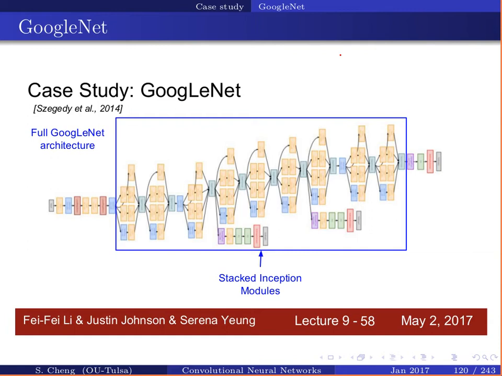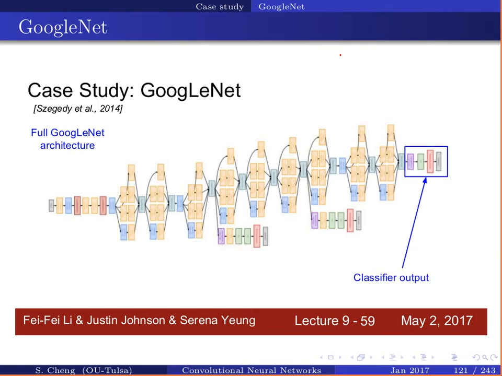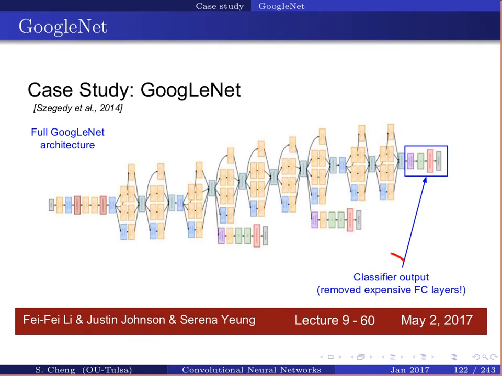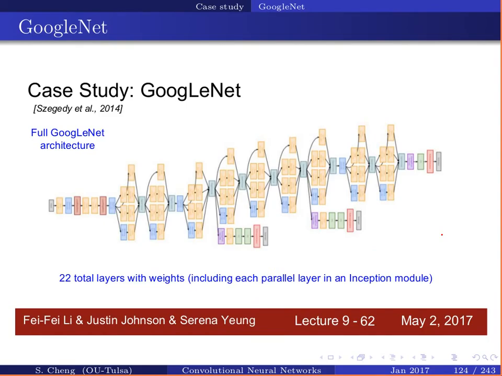And this is the full architecture here. Just repeating what I said, they have this auxiliary output at the intermediate layer to help with faster convergence for training. And they remove the fully connected layer. Instead they do an average pooling.